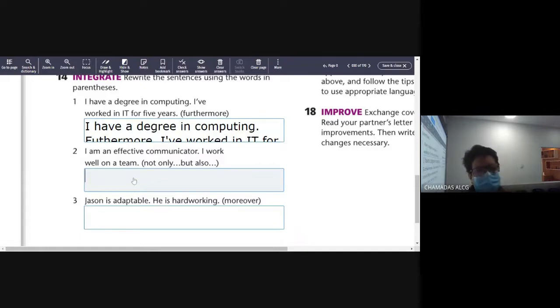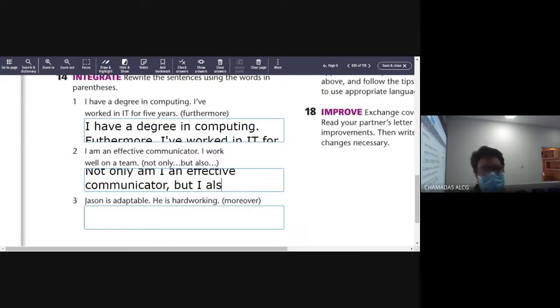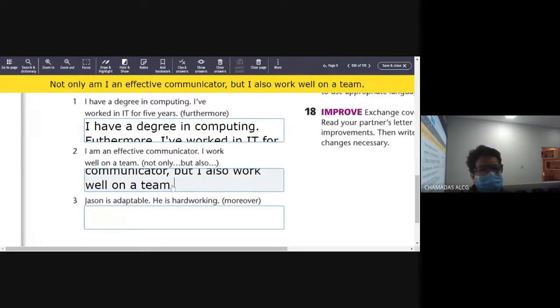Yes, can we check? So let's do it. How can I do this one? Am I? Yes. Great. Not only am I an effective communicator, comma, but I also work well on a team. Okay, so this is how we do it. It's very nice when you're writing a cover letter to a company and then you use this structure. They notice that and they think, oh wow, his English is good, or her English is good.